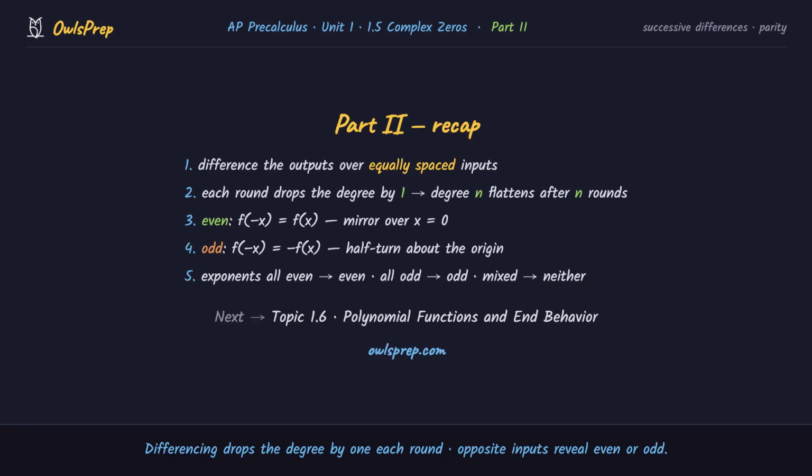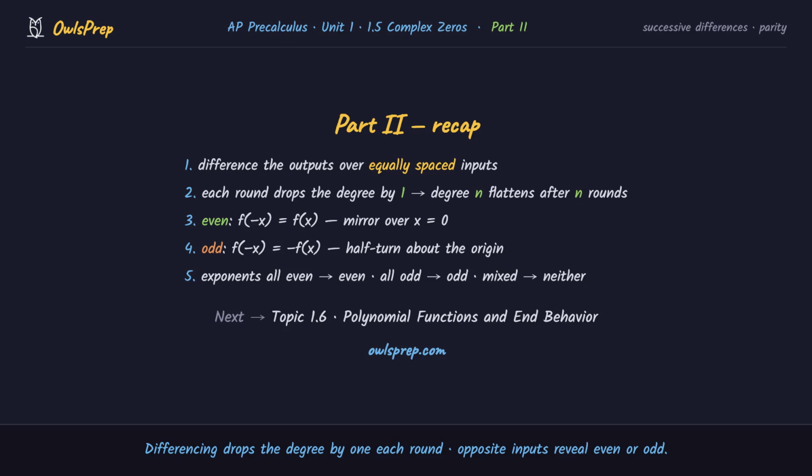So part 2 in one pass. Given a table over equally spaced inputs, difference the outputs repeatedly. Each round drops the degree by 1. So a polynomial of degree n flattens out to a constant after exactly n rounds. That's how you read the degree off a table with no formula in sight.